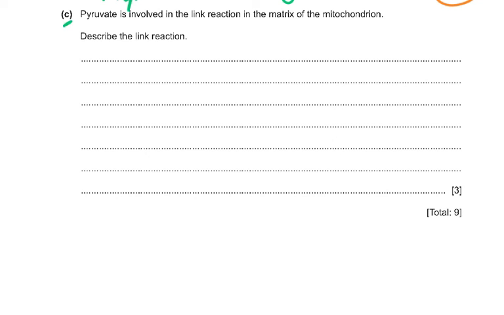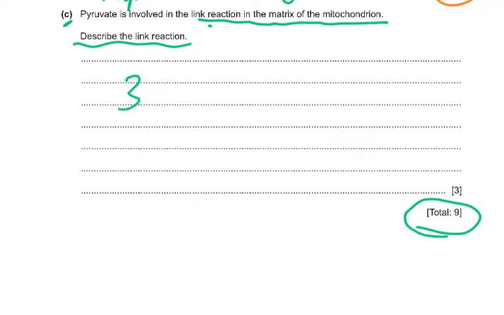Then coming to the last part of the question, there's a total of 9 marks, this chapter on respiration questions. Pyruvate is involved in the link reaction in the matrix of the mitochondrion. Describe the link reaction. Very direct question. Decarboxylation, dehydrogenation, reduced NAD produced, and formation of acetyl coenzyme A. So very basic. You could have even done a diagram of it. I would say you just do a diagram.